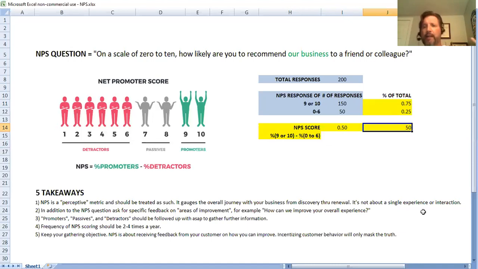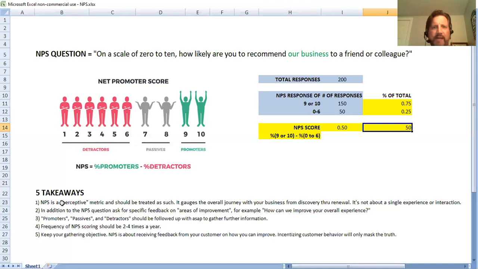So what does it all mean? There have been a lot of questions I've been getting about NPS and best practices, and it really comes down to 5 takeaways in my mind, and that's what I have down here. The first thing is that NPS is a perceptive metric and should be treated as such. It gauges the overall journey with your business from discovery through renewal. It's not about a single experience or interaction, and it shouldn't be treated that way because you're going to skew the results then.